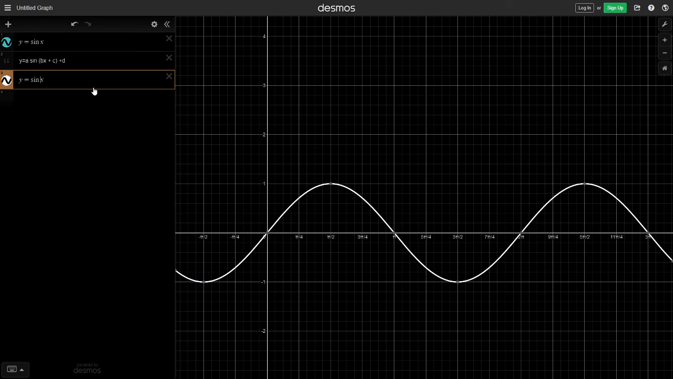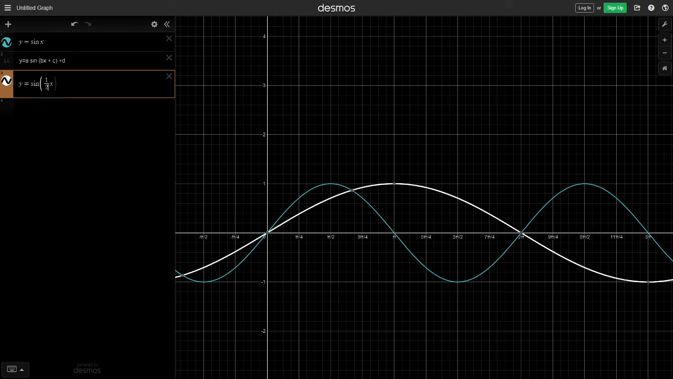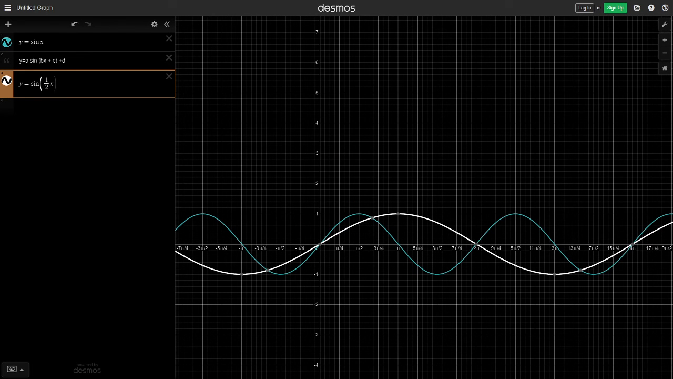Similarly, if you were to decrease your b value, let's say you change this to be 1/2 x, then it would take twice as long. It would take 4 pi to complete a period or to complete a wavelength rather than just 2 pi. All of these properties are going to be true for both sine and cosine.